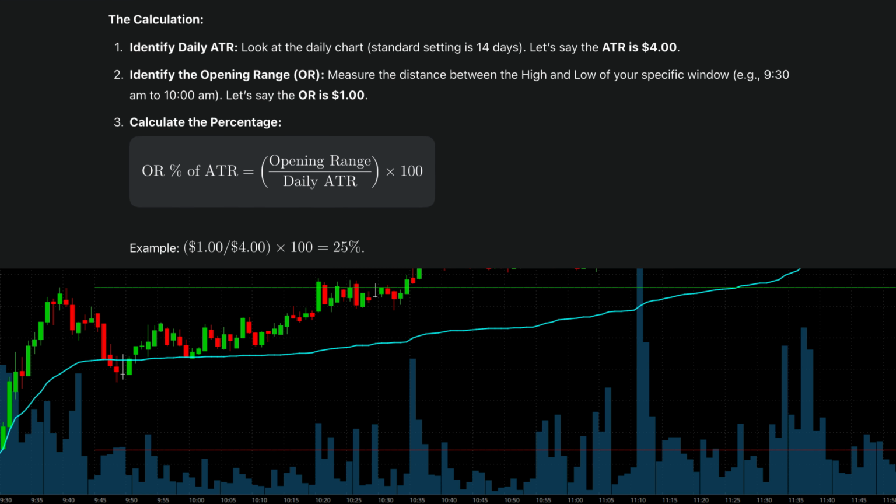The calculation. 1. Identify daily ATR. Look at the daily chart. Standard setting is 14 days. Let's say the ATR is $4. 2. Identify the opening range, OR. Measure the distance between the high and low of your specific window, e.g., 9:30 a.m. to 10 a.m. Let's say the OR is $1. 3. Calculate the percentage. Example, $1 per $4 times 100 equals 25%.